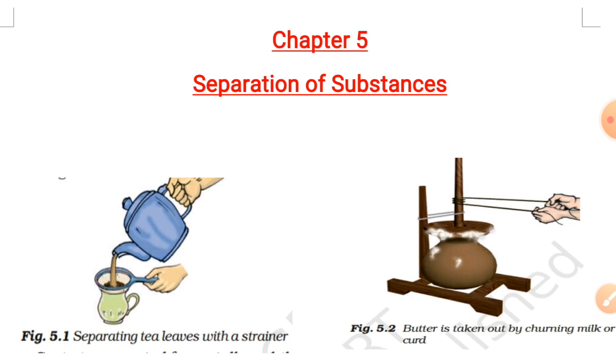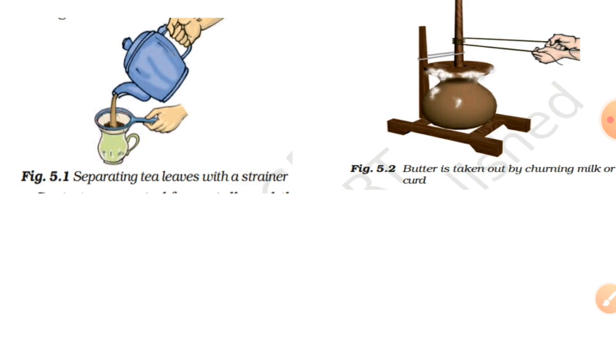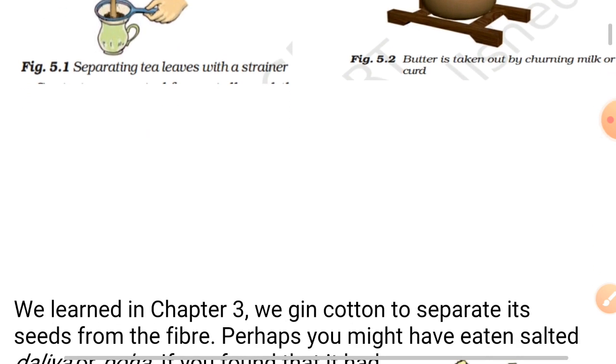Students, in our daily life there are many instances when we notice a substance being separated from a mixture of materials. Now look at the first picture. Tea leaves are separated from liquid with a strainer while preparing tea. Now, in the second picture, you can see butter is taken out by churning milk or curd. So, these pictures tell us that in our daily life there are various techniques of separation we are using.